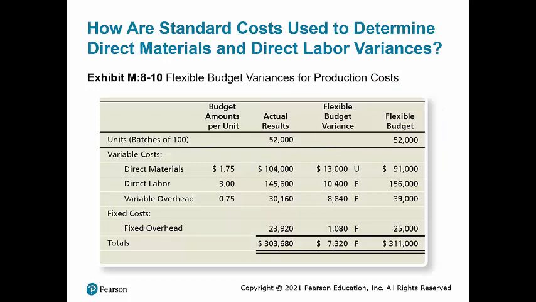When we look at the Cheerful Colors flexible budget performance report, it shows several substantial flexible budget variances, including a $13,000 unfavorable variance for direct materials and a $10,400 favorable variance for direct labor. Both favorable and unfavorable variances should be investigated if substantial to determine their causes.